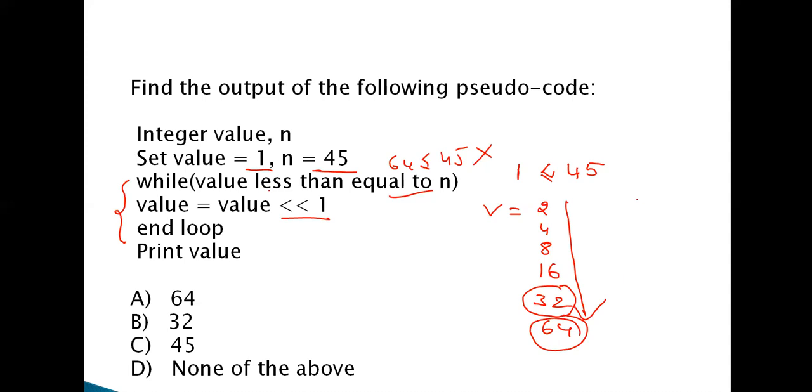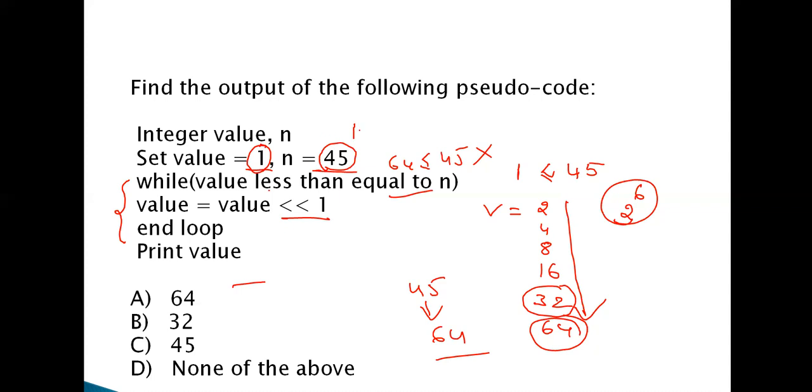So what to do? Simply, here the value is 1. For every shift operation, the value becomes double. What is the next integer after 45 in terms of 2 power? That is 2 power 6, 64. So for 45, the next integer in powers of 2 means 64. Simply, this is the answer.